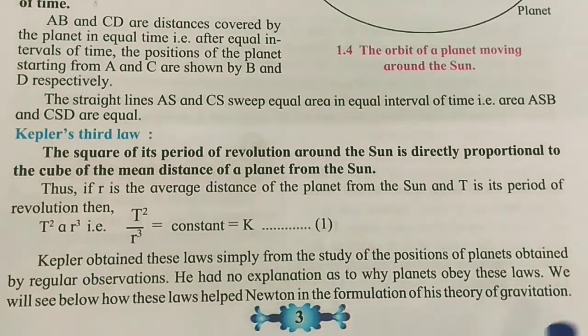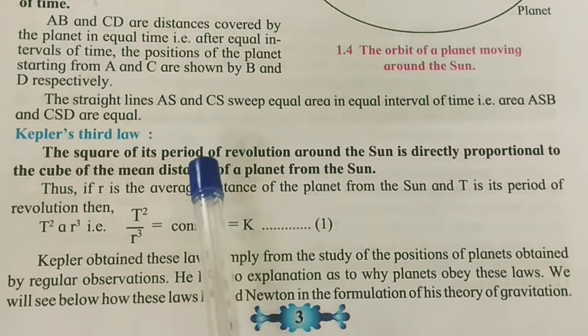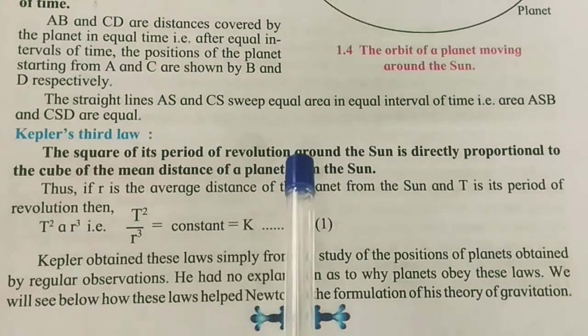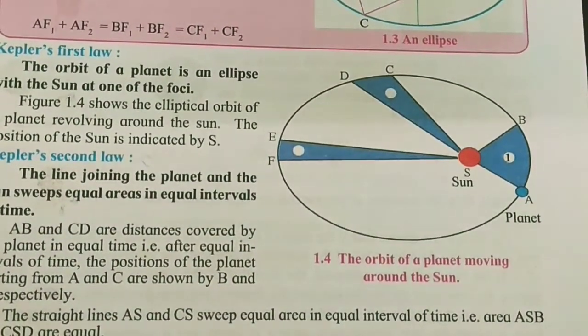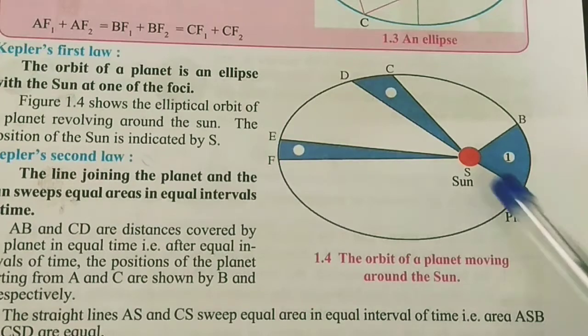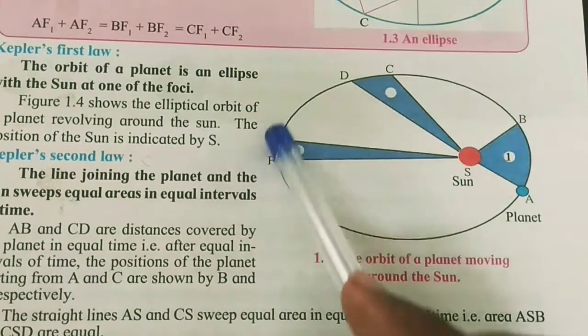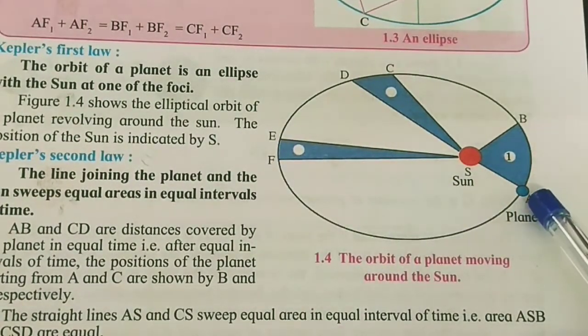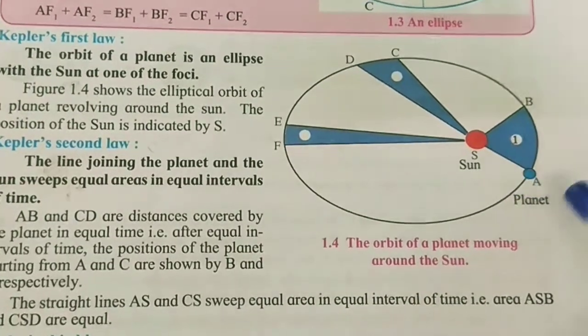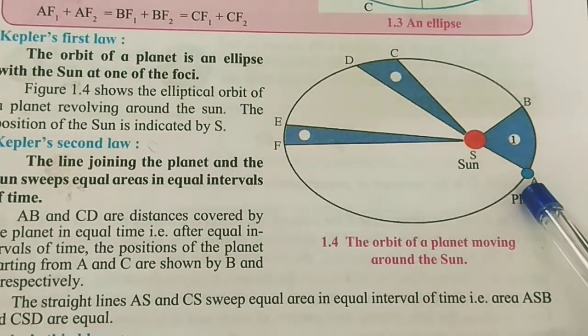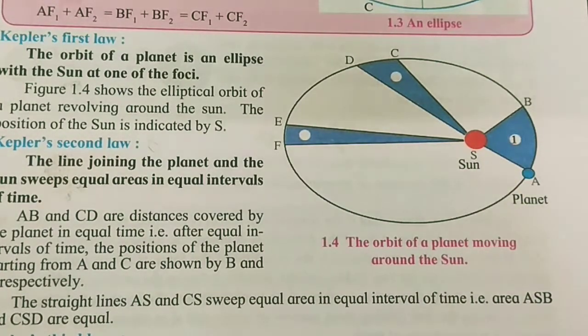So here it is given, square of its period of revolution. Here this is our planet and this is the sun. So it is moving around the sun. From position A it will start and again it will come to position A. Whatever time is required for it is called the period. For Earth it is 1 year. So T square is directly proportional to r cube, where r is the mean distance of the planet.